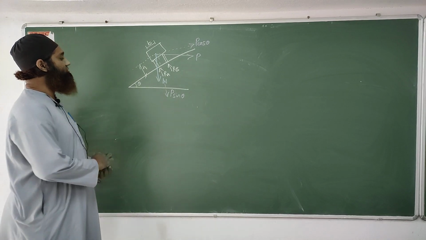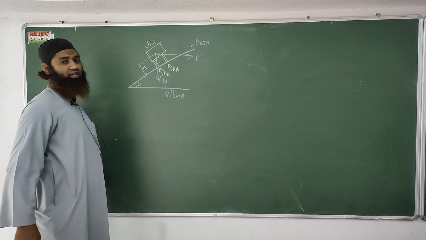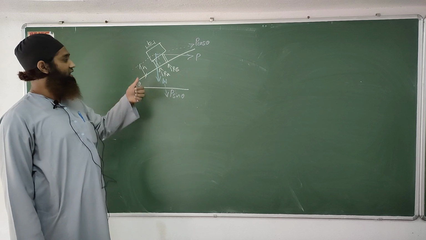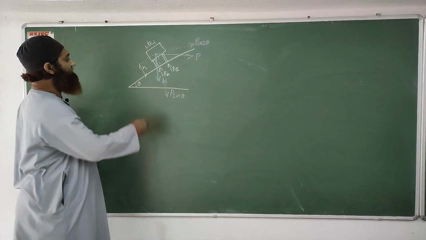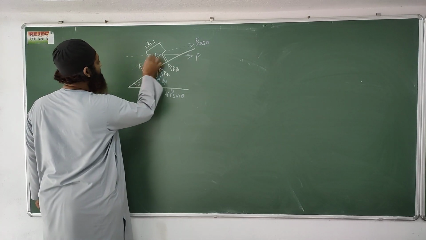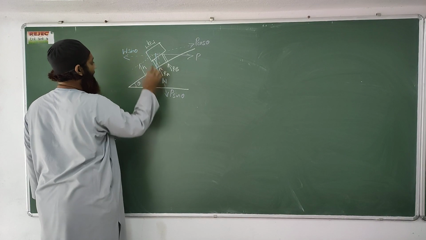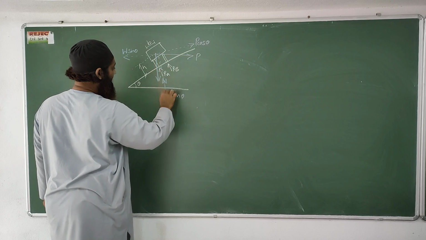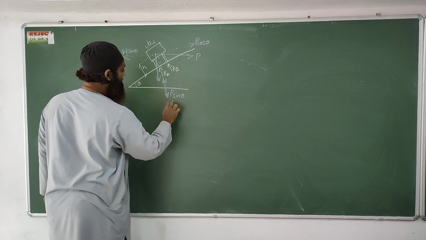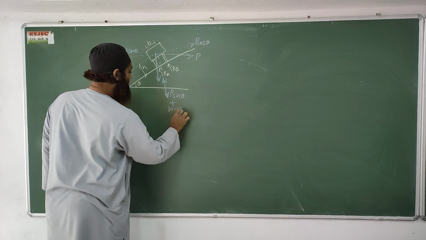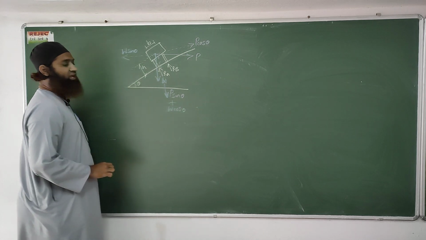In the same way, we have a force here, W, that is the weight of the vehicle, which is acting downwards. We have to resolve this force also. Here, this force will be W sin theta, and this other force will be acting in the same way here, so it will be W cos theta. See, we have resolved this.